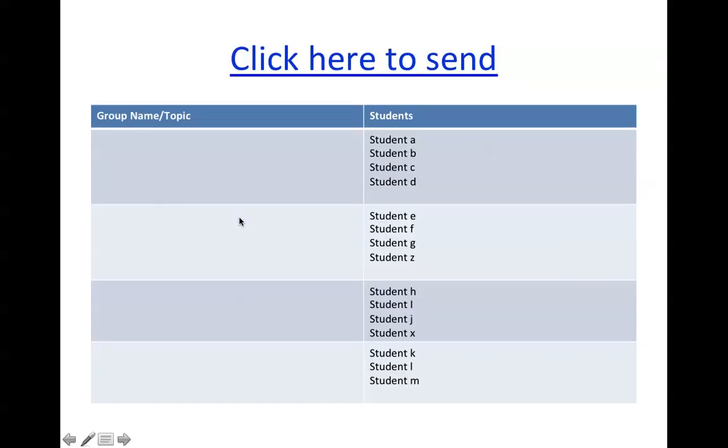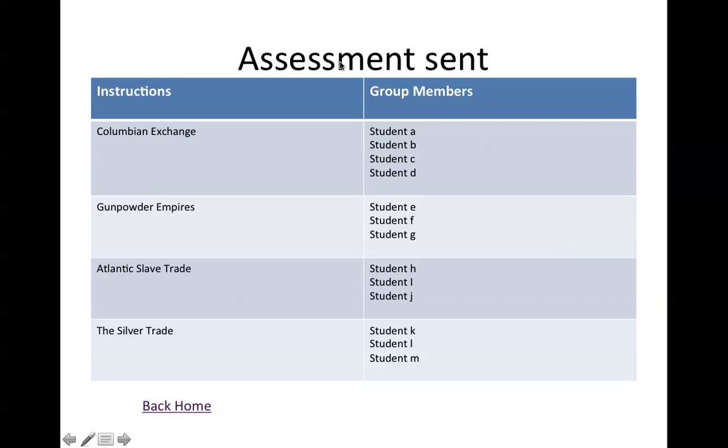APPssessment automatically sorts the students into pairs, groups of 3, 4, or 5. So we'll try groups of 4. From this view, I can assign a name or topic to each group. So this is really ideal for jigsaw activities or other activities where not all groups are working on exactly the same thing. And click here to send the assessment.